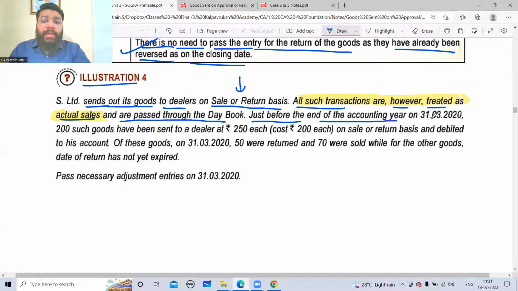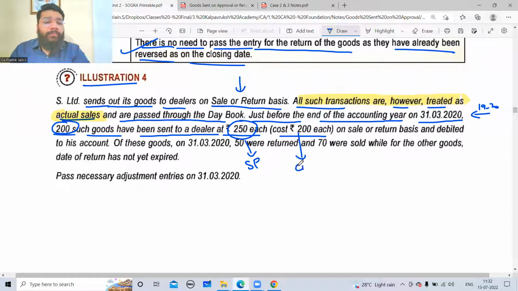Just before the end of the accounting year on 31/3/2020. Just before the end of the accounting year. So the accounting year is ending on 31/3/2020. So which financial year are we in? Very good. 1920. 200 such goods have been sent to a dealer at 250 each. How many quantities have been sent? 200 quantities have been sent at 250, costing 200 each. So what is 250? And what is 200? Cost price.